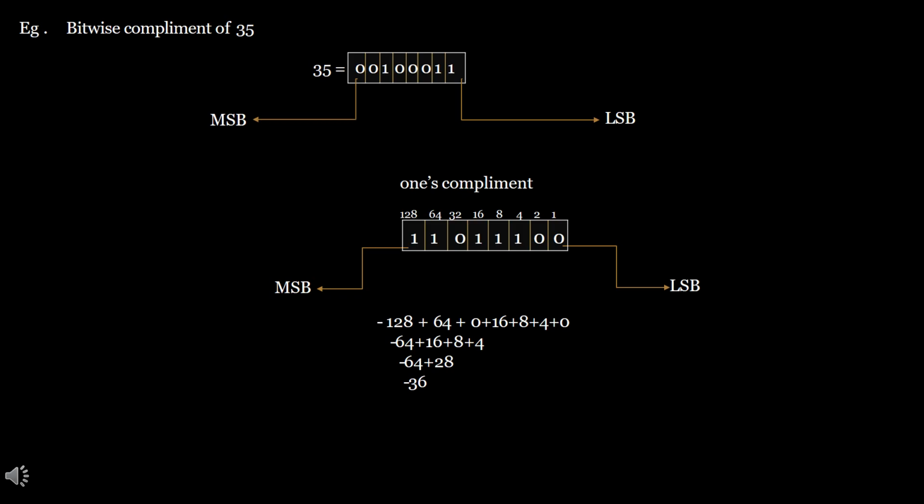Let's interpret this result in decimal. The MSB in the complement result represents a negative value, so we calculate it as -128. The remaining bits are summed as 64 plus 16 plus 8 plus 4. When we add these values, the result is -36. Hence, the bitwise complement of 35 is -36.